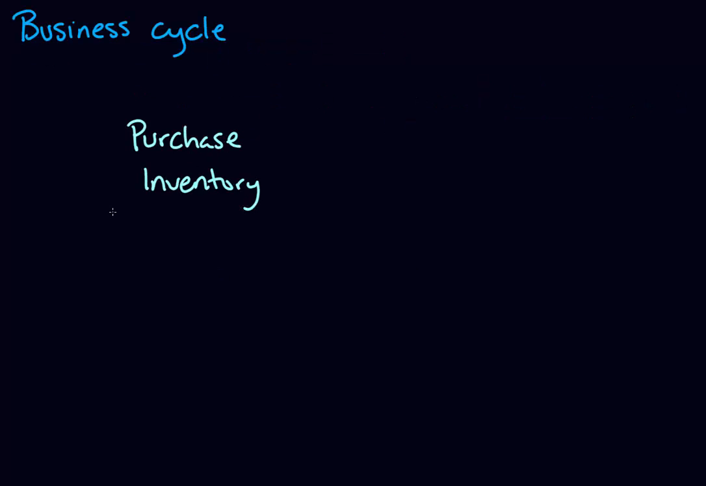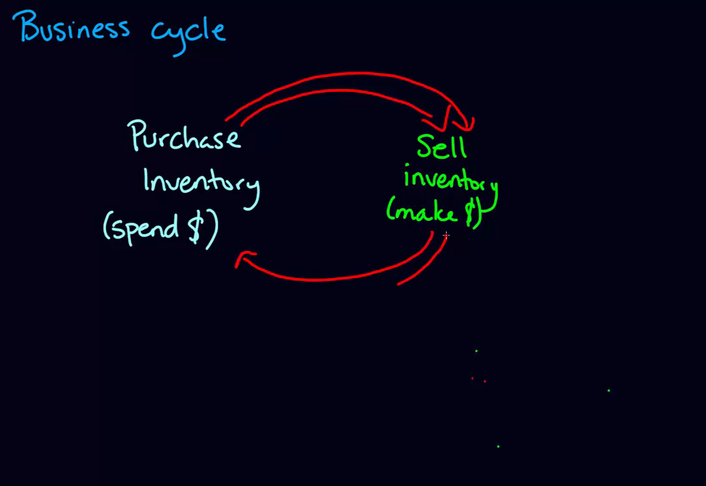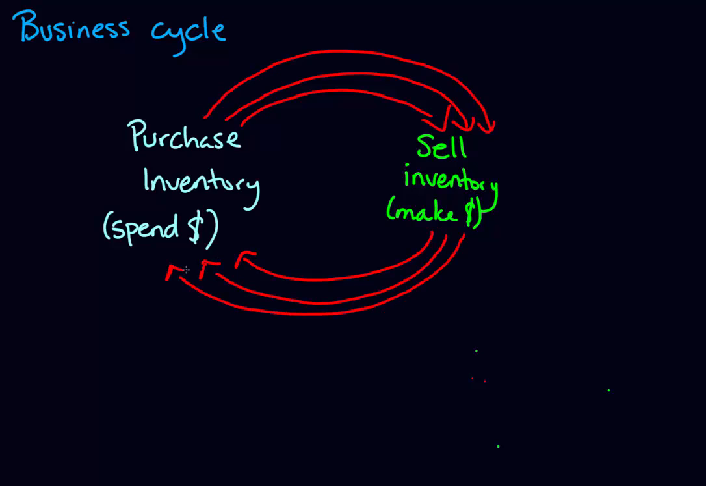How a merchandiser's business cycle works is the owner invests money into the company, spends money to purchase inventory, and then they sell that inventory to customers. And hopefully they can sell it for more than they bought it for, making a profit. They then use the money that they made on selling the inventory to purchase more inventory, which they will in turn sell and use the money to buy more inventory, and so on and so on. This cycle keeps going, and that is how they make their money.